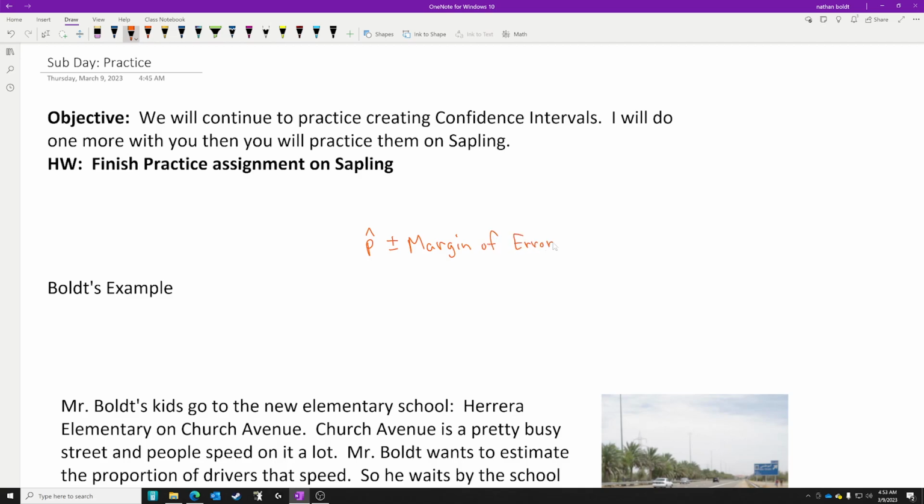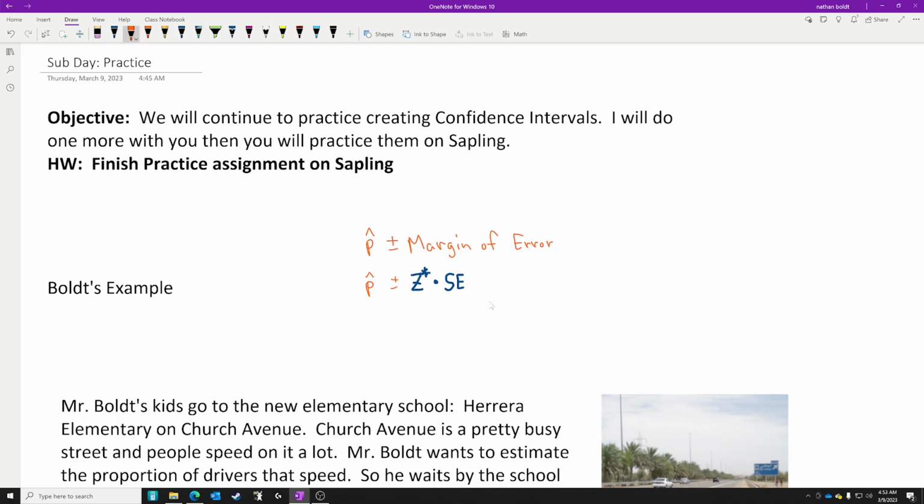Now your margin of error is made up of two pieces. All right, the margin of error has the z star. All right, there's your z star. That determines the confidence level that we are doing it, times how many standard deviations you're going out, times the standard deviation, which we are now calling a standard error because it's coming from a sample. All right, plus or minus our point estimator, which is p hat.